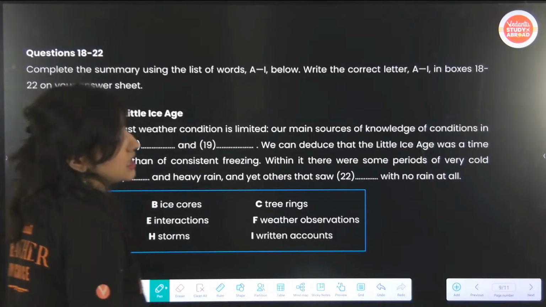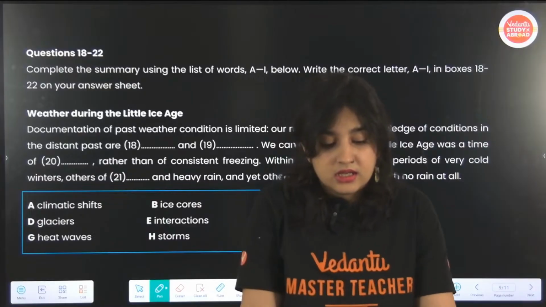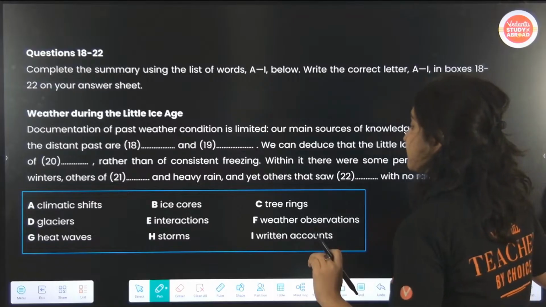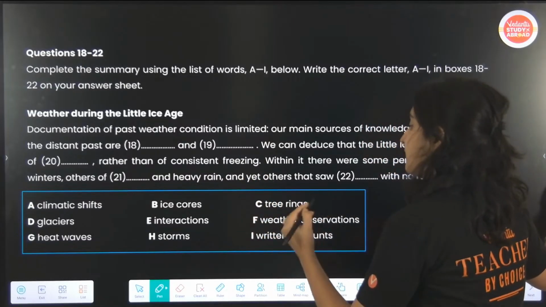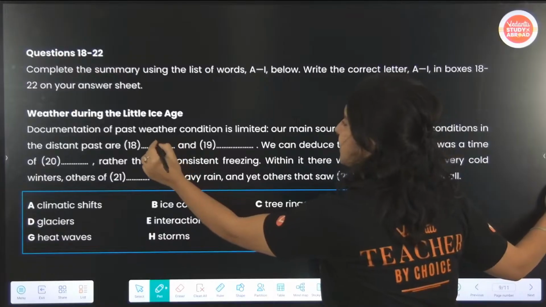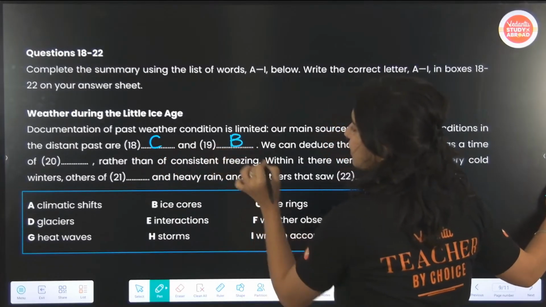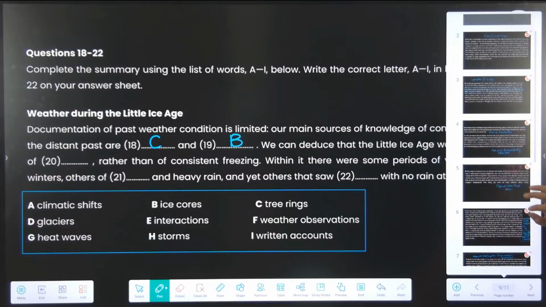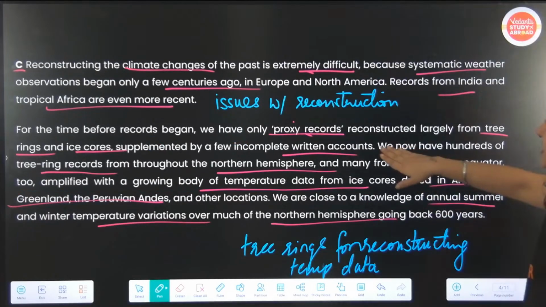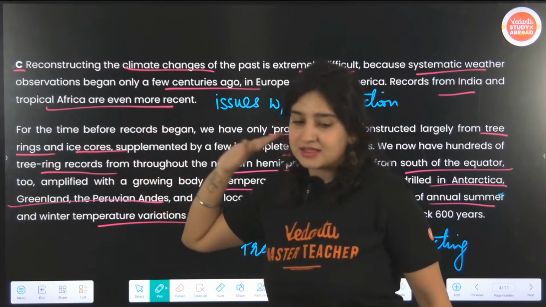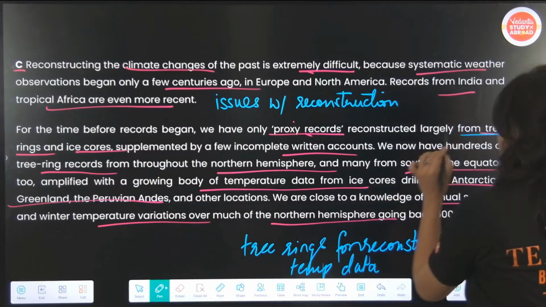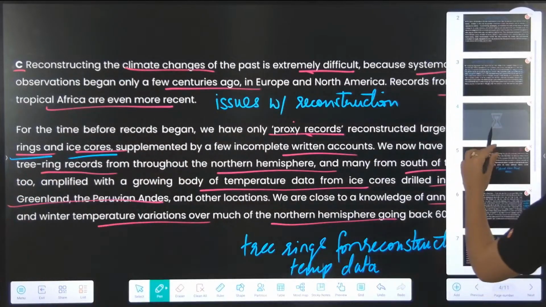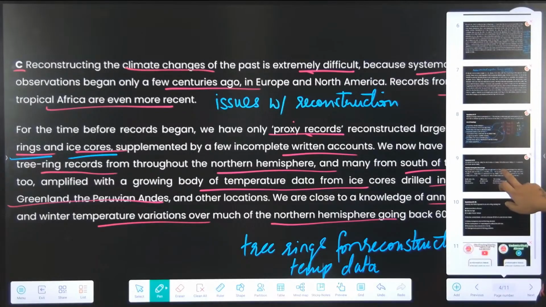Okay, Tanmay has given his answers. What do we have here? B, 18 B, 19 C. Okay. Very good. Any order is fine. I would write C first and then B because if we go back and check, tree rings are mentioned first and then ice cores are mentioned, right? Tree rings, ice cores. Okay. So that's why I will follow the same order, but it really doesn't matter.